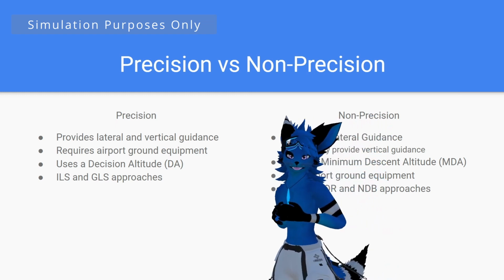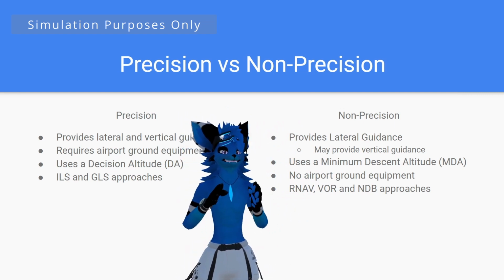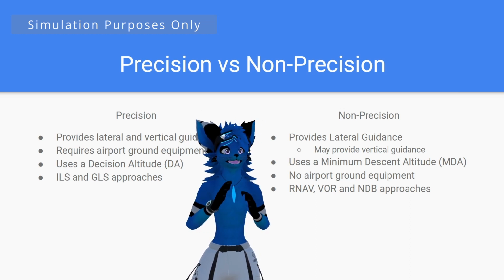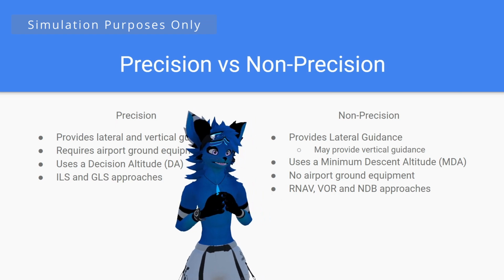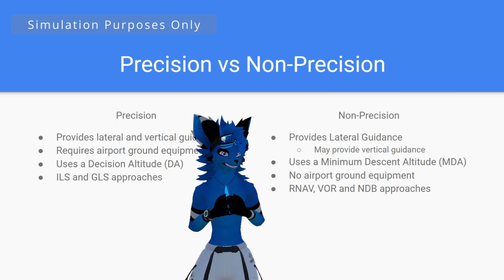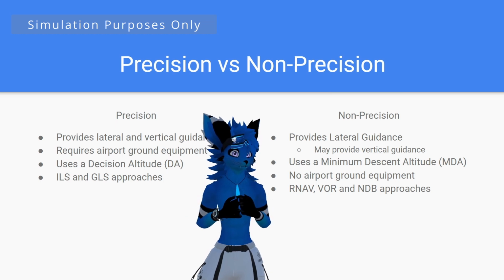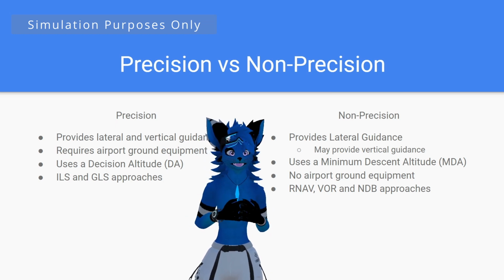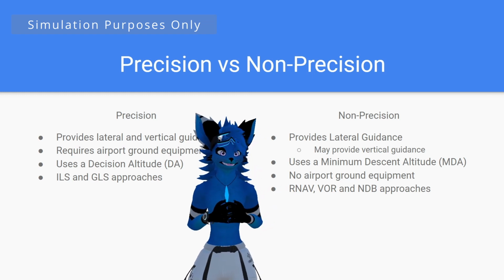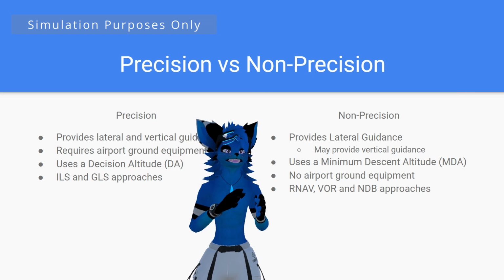Now, non-precision approaches are going to be very, very different. So your non-precision approaches are going to provide lateral guidance, and they may provide vertical guidance depending on the type of approach that you're flying. But that vertical guidance is not going to be as precise as the precision approaches. For the minimum criteria, they are going to use minimum descent altitudes. Again, we'll talk a little bit more about that later on in the video. Most of your non-precision approaches are not going to utilize any equipment on the airport itself. These are going to be your RNAV approaches or RNP approaches, VOR approaches, and NDB approaches. NDB approaches you don't really see too much in the VATSIM network, so I really wouldn't worry too much about them. NDB approaches suck anyway, but just wanted to list it there in case you do run across one.